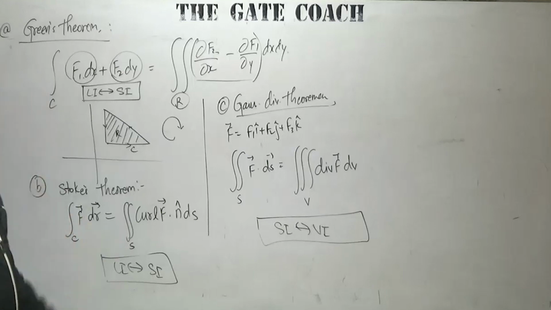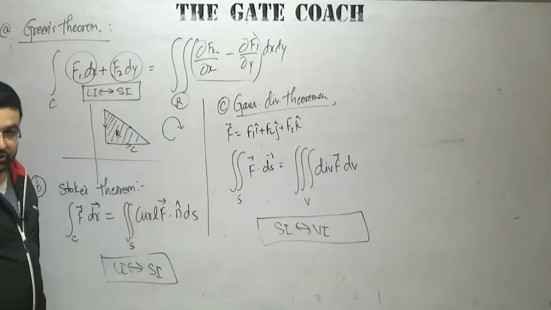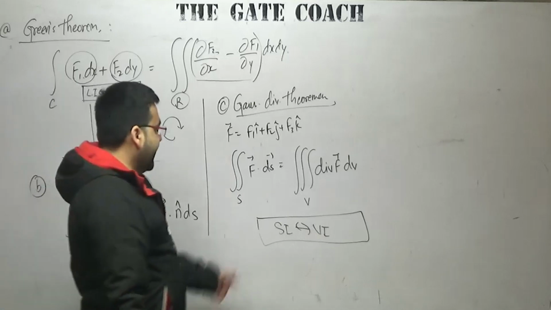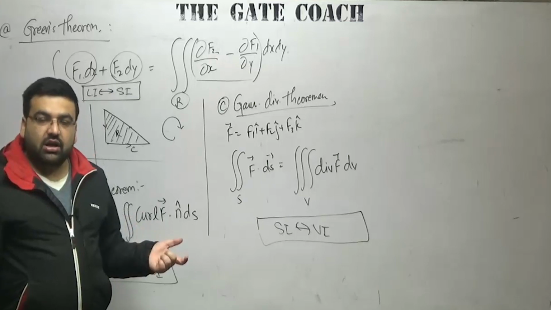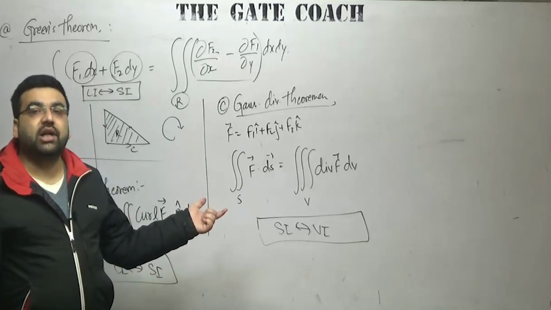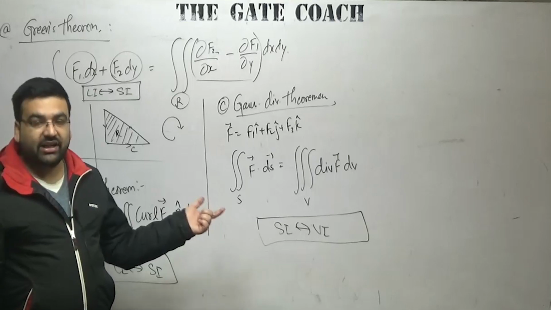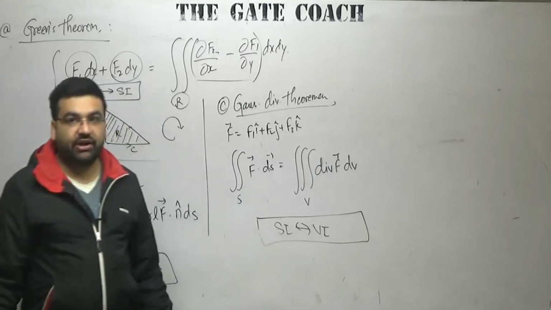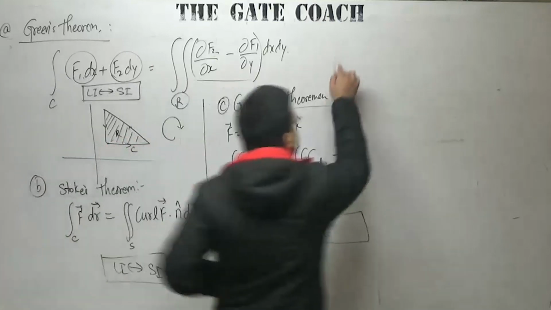If there is no form given, if it is just the integral of F dot dr, apply the Stokes theorem, okay? And if a typical surface integral is given to you, which is difficult to solve, because we know that calculating the value of this dS is difficult actually, right?